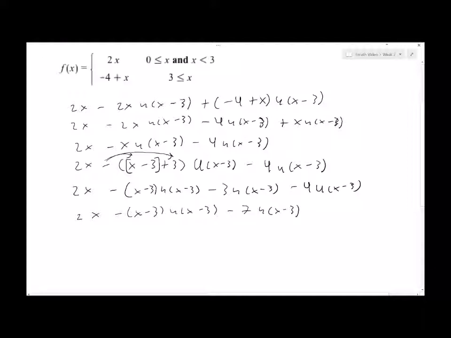And now we can take the Laplace transformation, left with 2 over s squared minus, we can treat this as an x, so that's what we'll do. So this will be 1 over s squared, and since there's a u, you just tag along the e to the negative 3s, minus 7 over s, and now you tag along the e to the negative 3s. And that's how you do the piecewise.